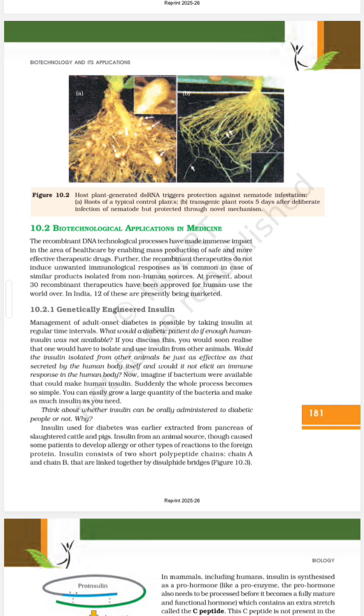Today in this video we are going to read about biotechnological applications in medicine. In my previous video we read about biotechnological applications in agriculture. So we are going to start with biotechnological applications in medicine.